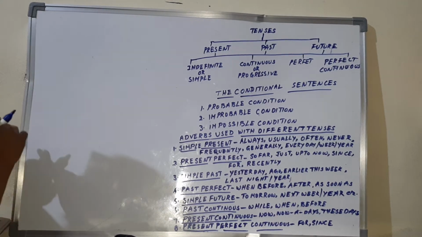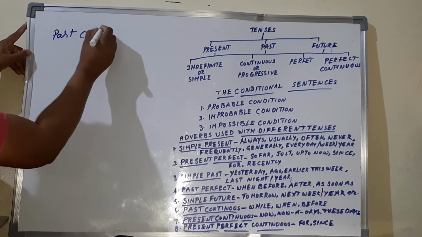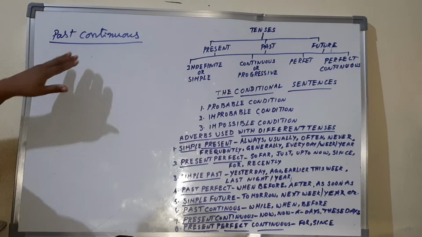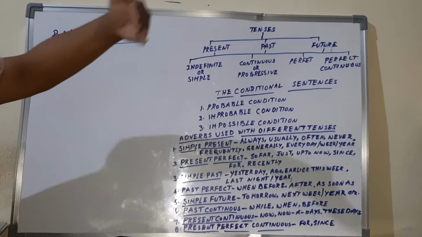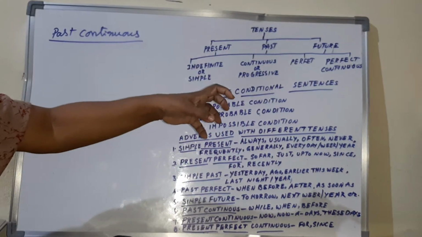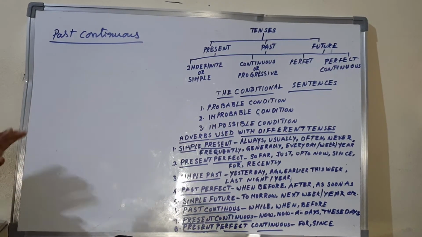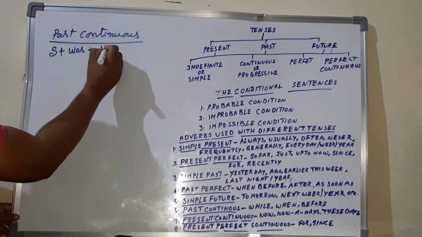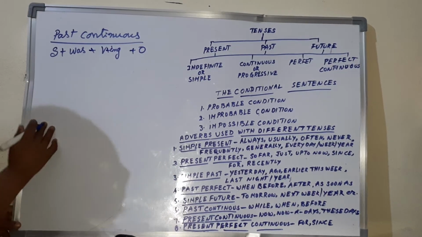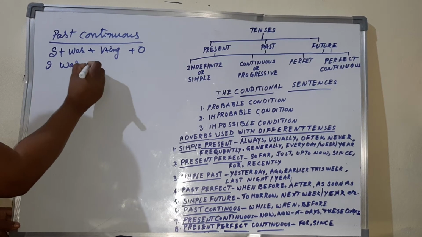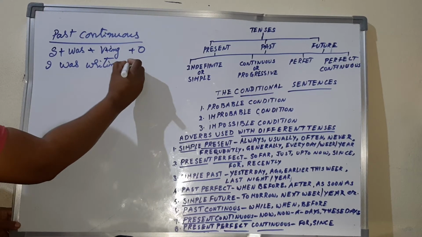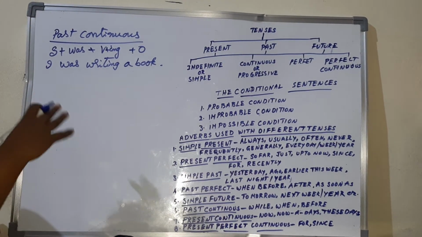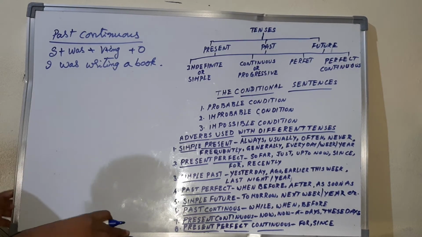Next, past continuous. Past continuous means the action is going on in some period of past time. The structure of past continuous is subject, was or were, verb plus ing, then object. I was writing a book. Actually, this sentence is incomplete. Remember that, later I will discuss why it is incomplete.